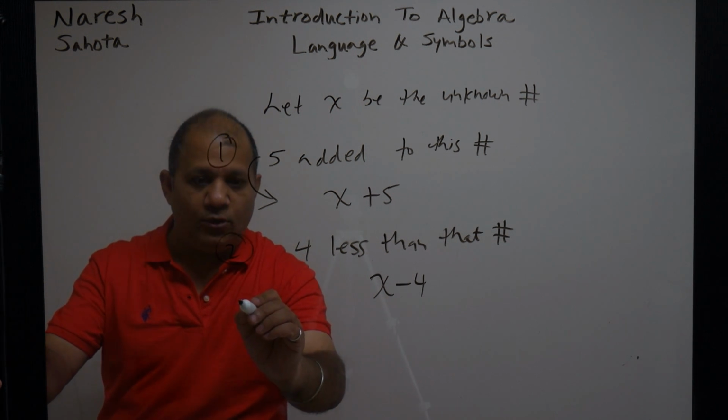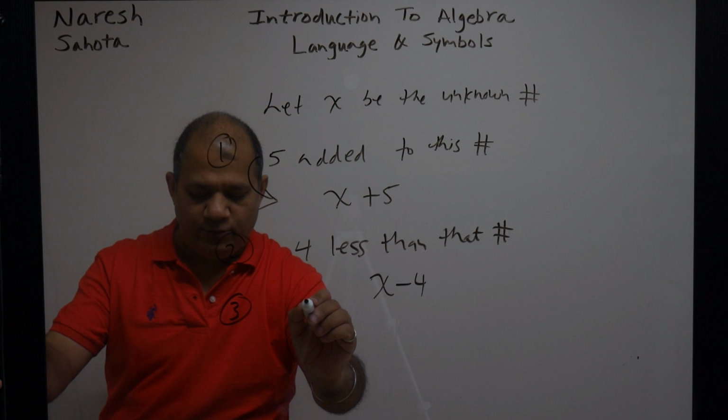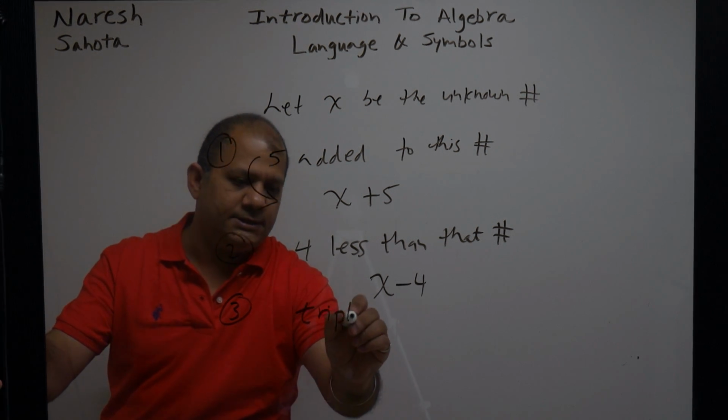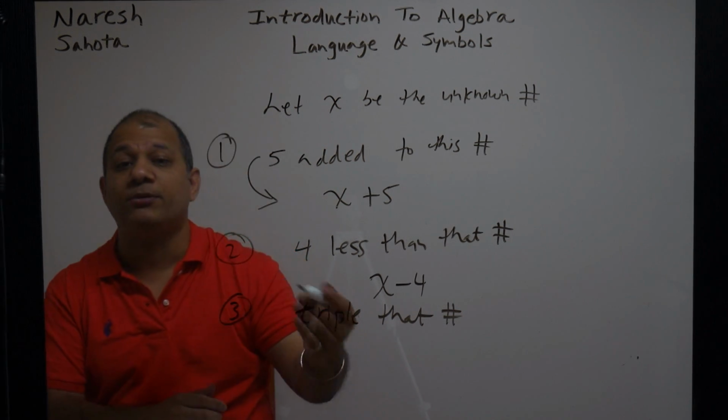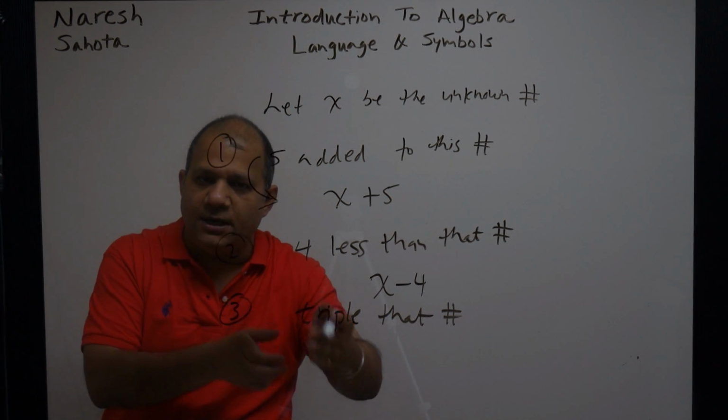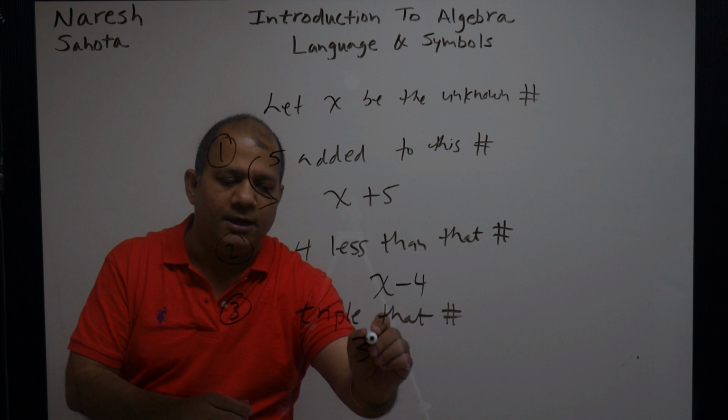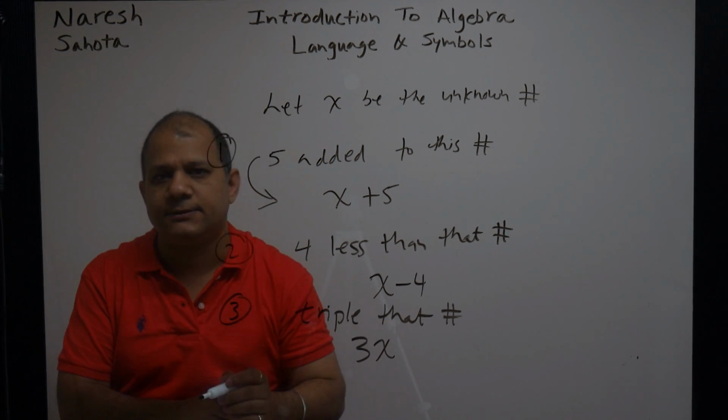Alright, I'll do one more. Let's say, triple that number. How do we triple that number? It would be 3 times x, so 3x.